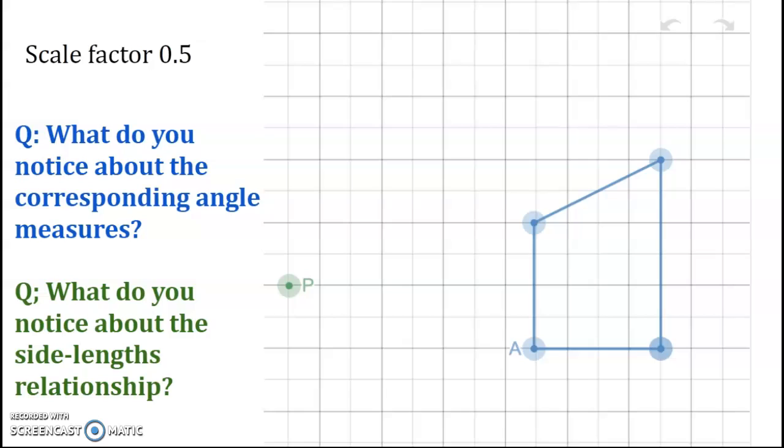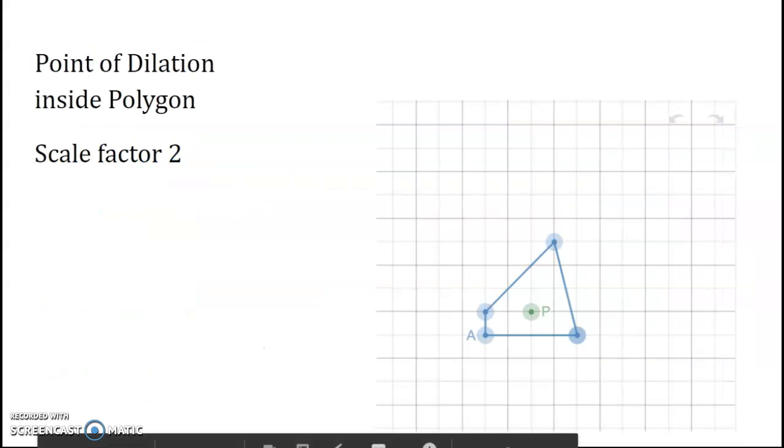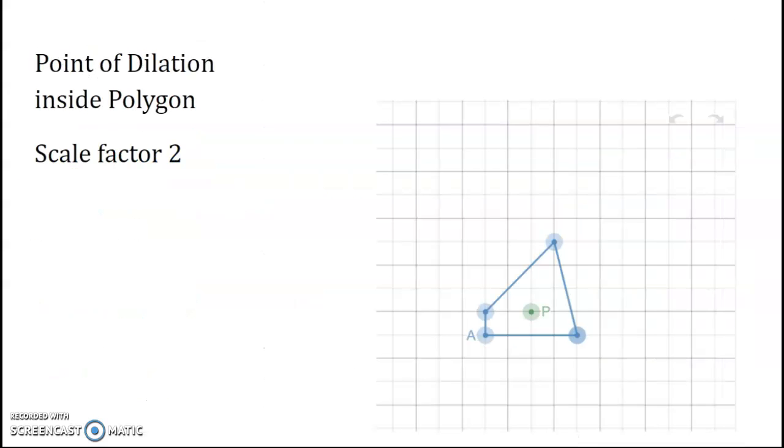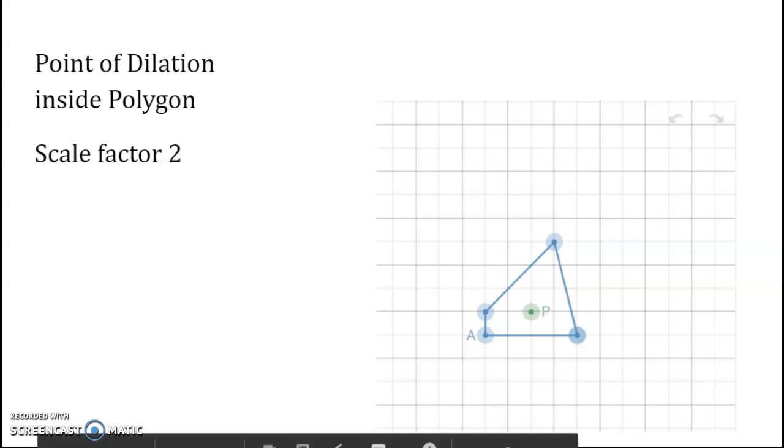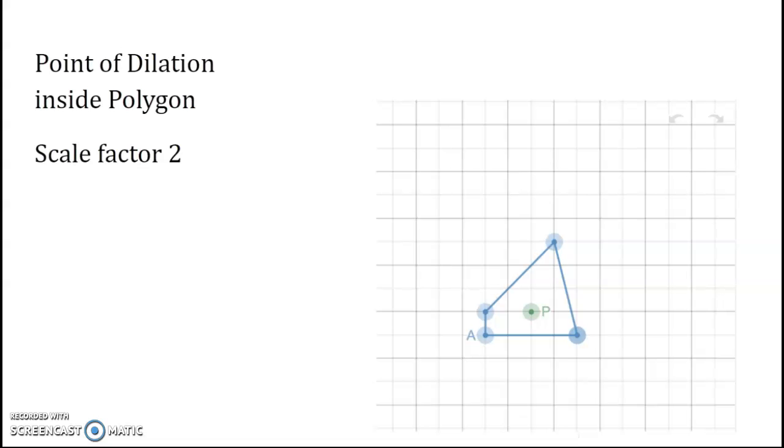Okay, close. All right, so let's do the very last one. Now this time, the point of dilation is inside. The scale factor is 2. How do I go about finding the vertices? You just do the same thing. You find how far the vertices are from the center of dilation and multiply that by the scale factor.